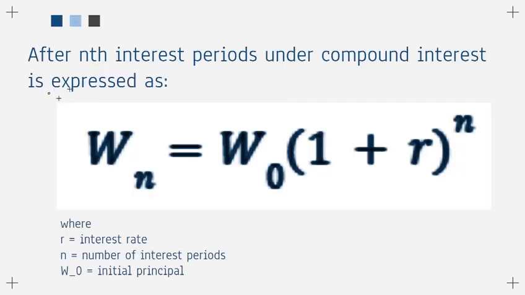The basic formula for the compound amount Wn of an investment after n interest periods under compound interest is expressed as the first formula in the slide, where R is the interest rate per period, n is the number of interest periods, and W0 is the initial principal.